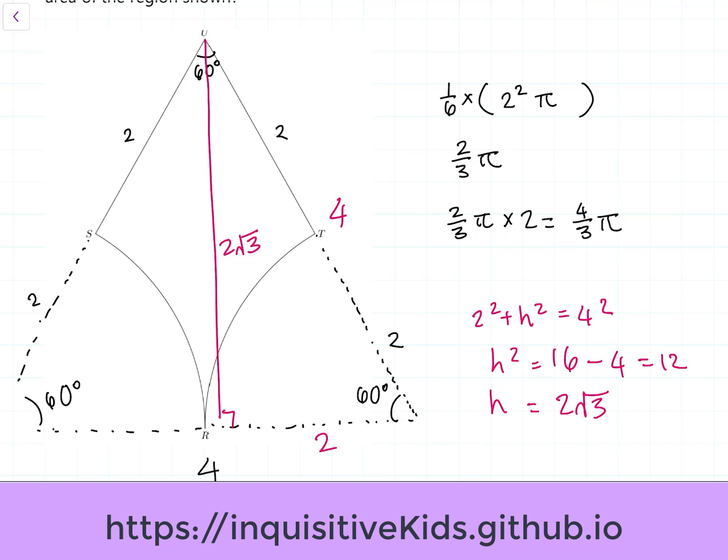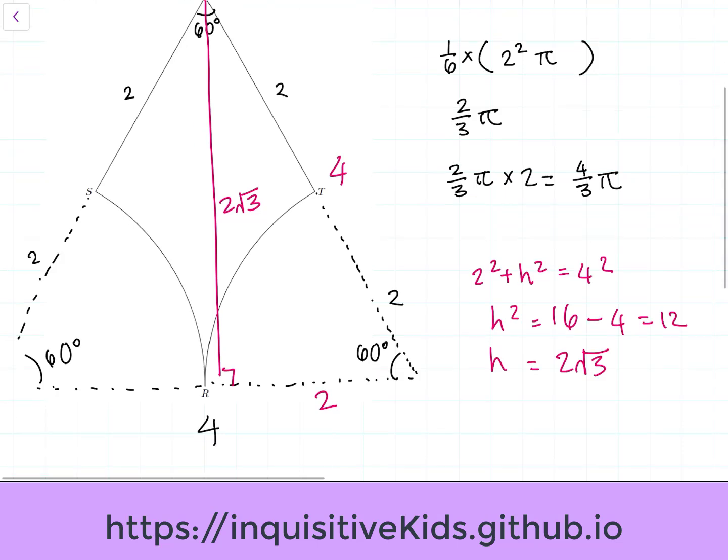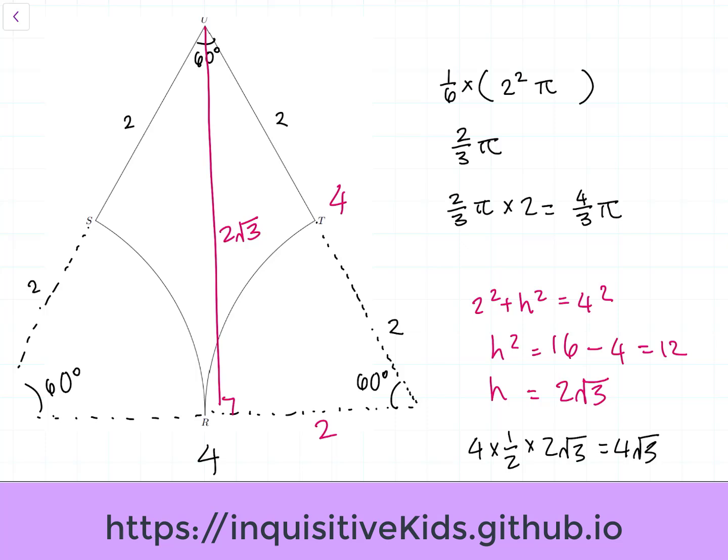Now we can use the height to find the area of the total equilateral triangle. So we will have 4 times 1/2 times 2 square root of 3, which is equal to 4 square root of 3. Now we can subtract the 4/3 pi from the 4 square root of 3. So our final answer would be 4 square root of 3 minus 4/3 pi. And this is our final answer.